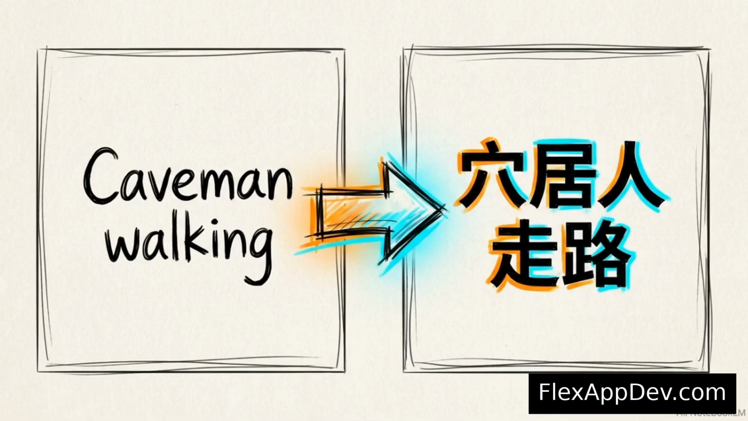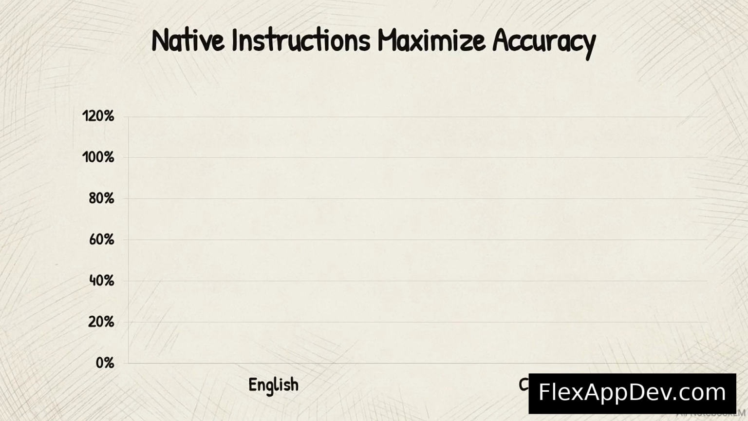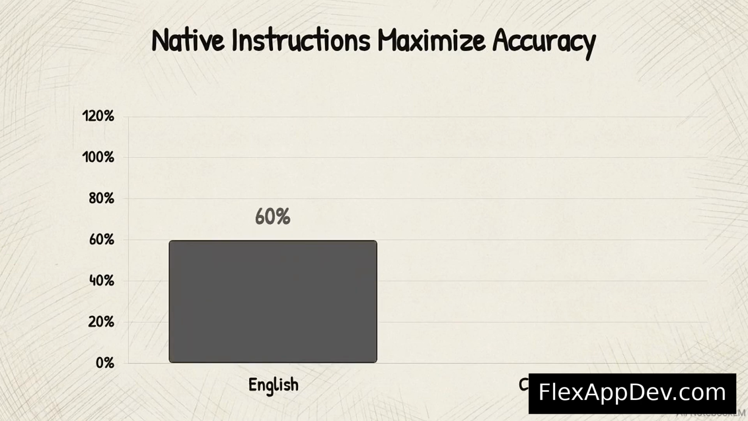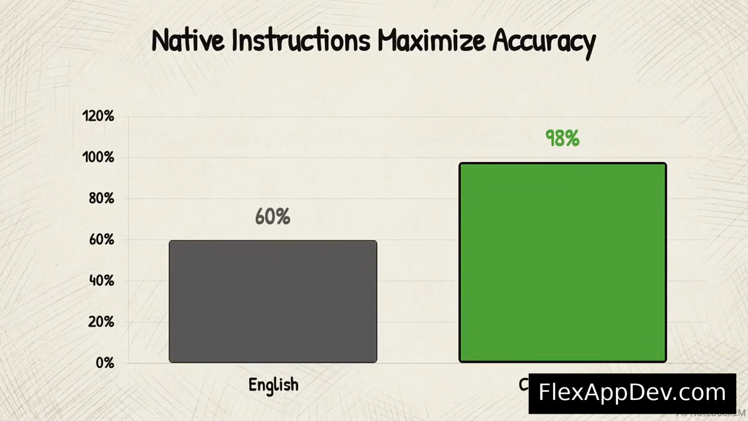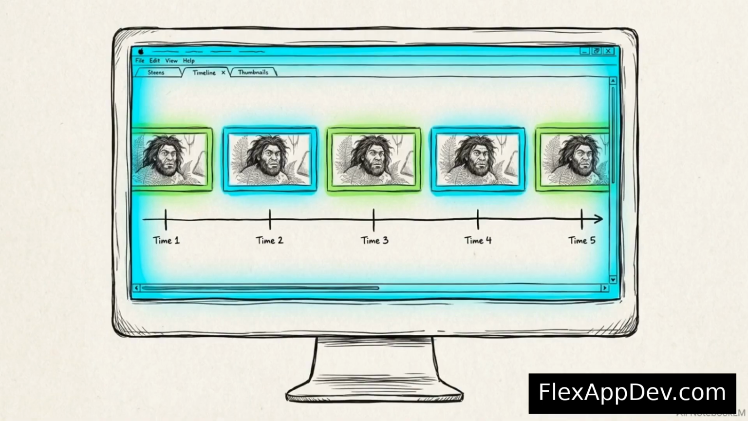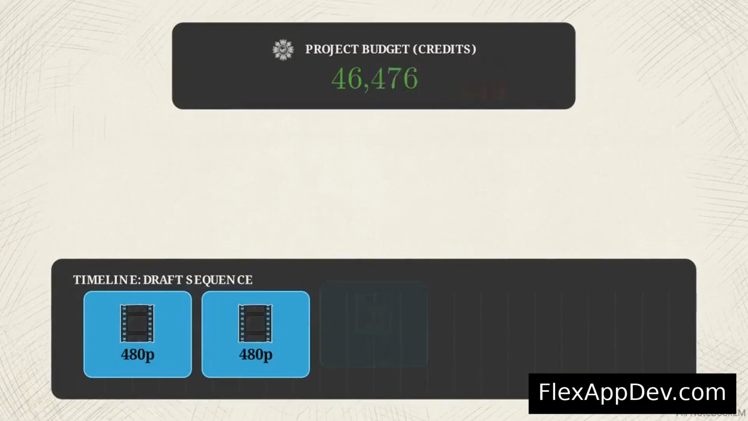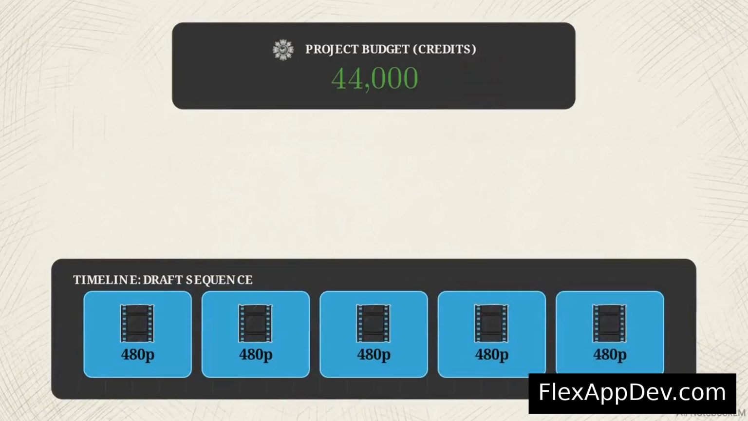If your model completely ignores your structural prompt during these tests, translate your exact text into Chinese. Many advanced models are trained on Chinese datasets and process native instructions with much higher accuracy. Running these low-resolution drafts is a mandatory pre-production phase. It actively protects your project's continuity and preserves your budget for the actual final cuts.